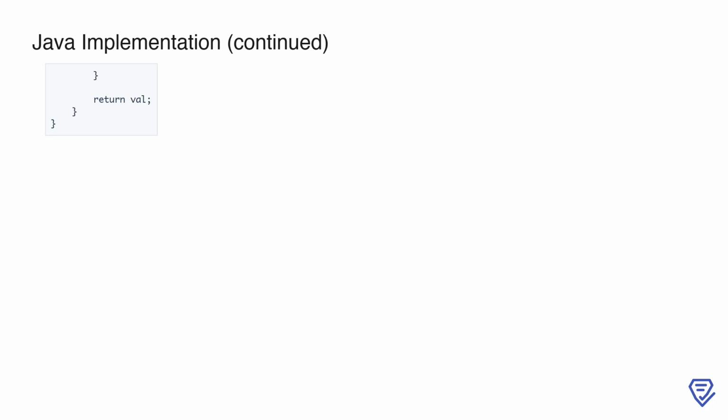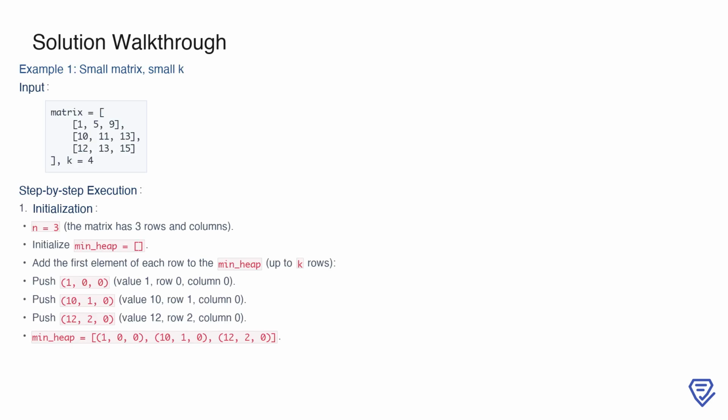At this point, the variable val holds the value of the kth smallest element, and we return it as the result. This approach ensures an efficient solution by leveraging the properties of the min heap and the sorted nature of the matrix rows. Here, we have a small 3 by 3 matrix and need to find the fourth smallest element.